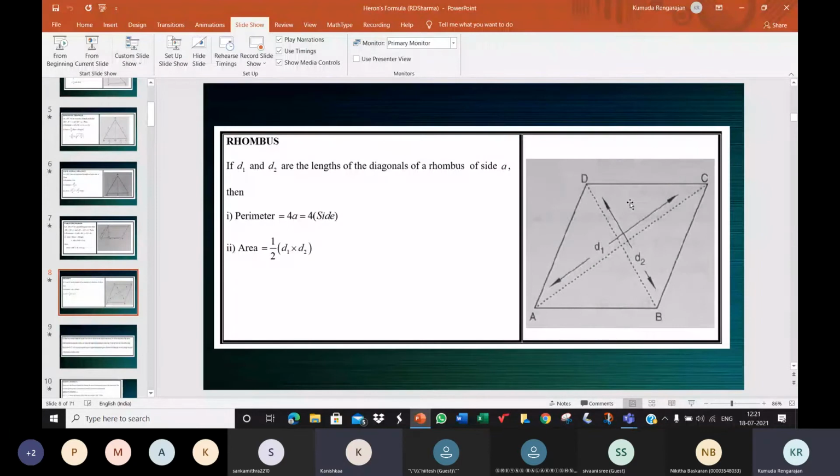Ma'am, I have found the answer of the diagonal, ma'am. One second, Kanishka, just a minute, please. Let me just finish this and I'll ask you.